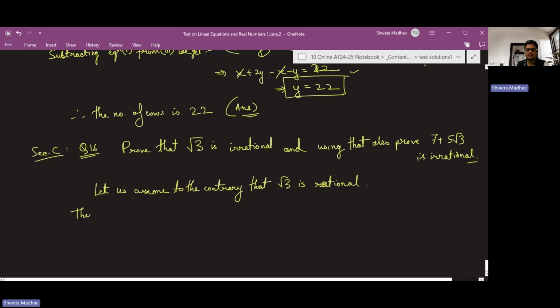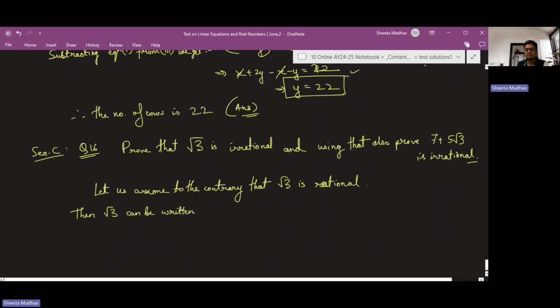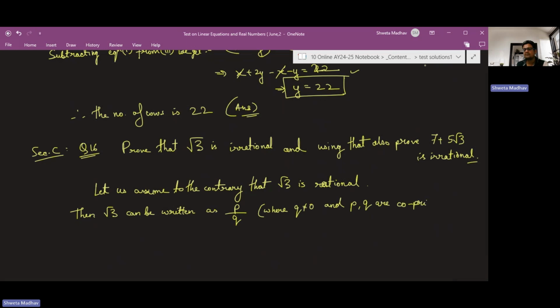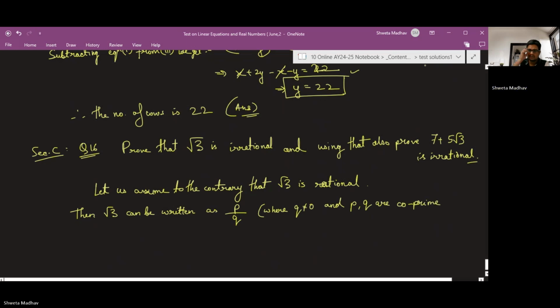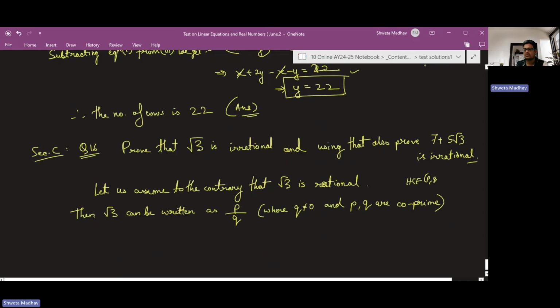Then root 3 can be written in the form of p by q, where q is not equal to 0 and p and q are co-prime. Co-prime means they have no common factor other than 1. It means their HCF should be 1. If the HCF of p and q is 1, then only I will say that p and q are co-prime.